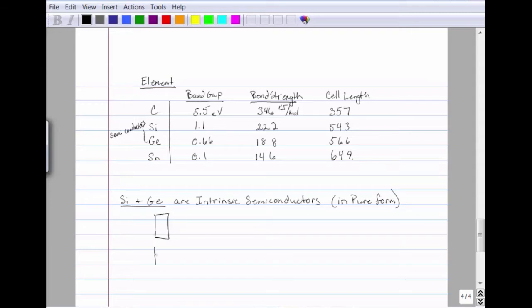The bands look like this. At room temperature, you would have your valence band almost full, but some of the valence electrons would pop up into the conduction band. And what this does is it leaves holes in the valence band. Both the holes and the electrons in the conduction band move. A lot of the time you'll hear people talking about holes moving or electrons moving, but technically both of them move.